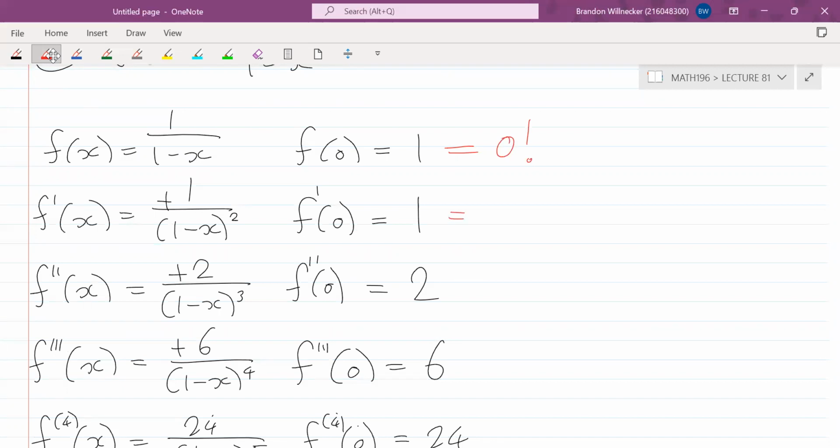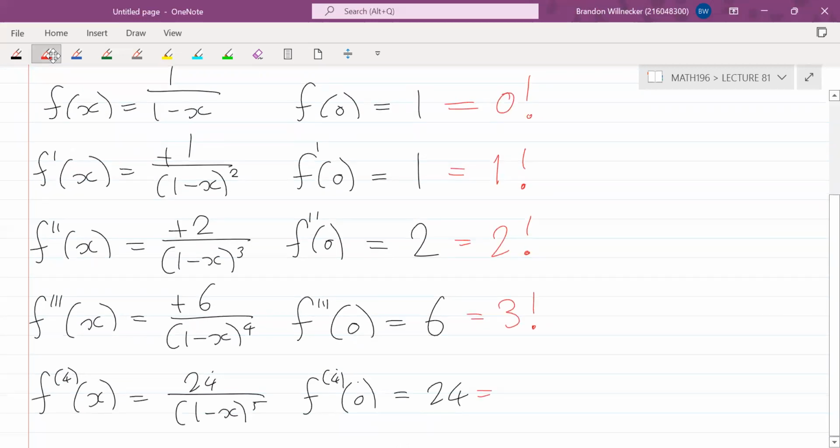F prime evaluated at 0, we can write that as 1 factorial. This next one we can write as 2 factorial. The next one we can write as 3 factorial. And the next one we can write as 4 factorial. So in general, the kth derivative of f evaluated at 0 is actually k factorial.